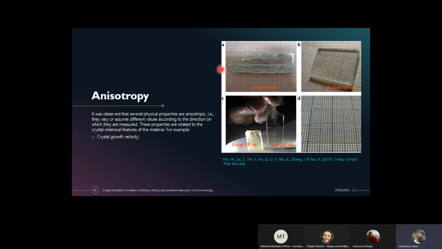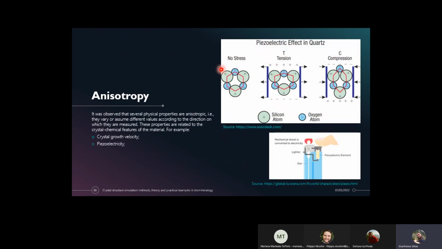The shells of mollusks grow in a certain way because of the interaction with proteins and the environment. Our bones and teeth present crystals that are elongated in different ways, that have different shapes according to the function they have in the body. So, crystal growth velocity, piezoelectricity.